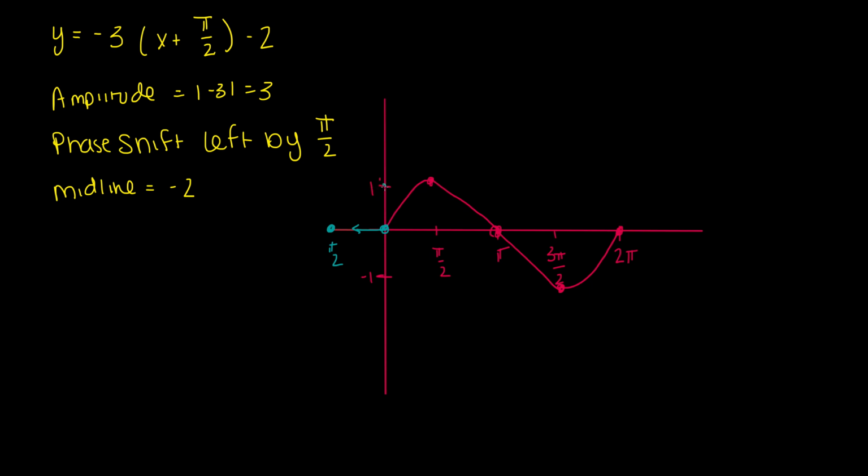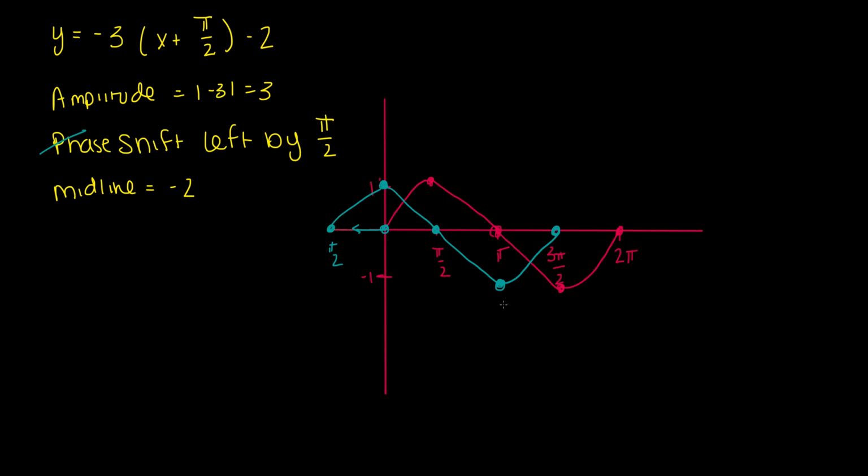So this point moves back by pi over 2. This point moves back by pi over 2. This point moves back by pi over 2. And this point moves back by pi over 2. So now we have this function here. Okay, our phase shift is taken care of. I'm going to do the amplitude next. I think I'm going to use a rose pink color for amplitude.